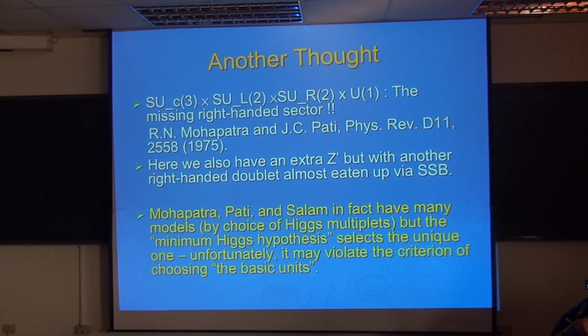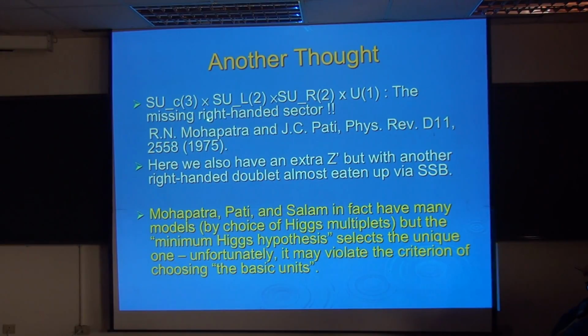The other question, in fact, is also the source of confusion. So we know that you could add a so-called right-handed or left-handed. That is also a way to add the new gauge boson. In fact, Mohapatra, Pati, and Salam have many papers on that.